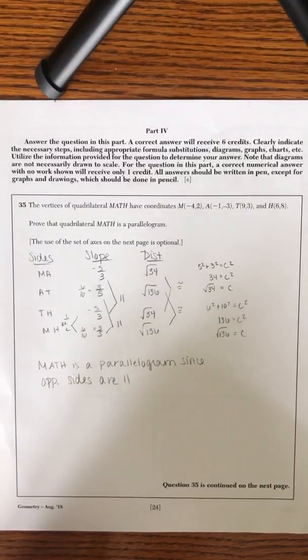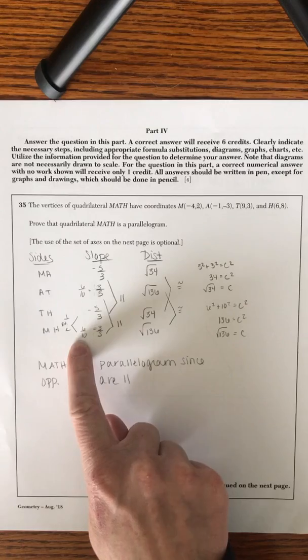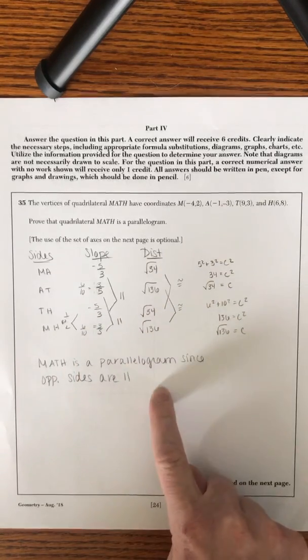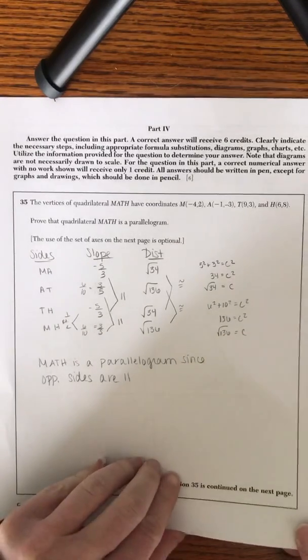35 is the proof. Here's all the work for the proof. I'll show you the graph in a second. So side slope distances, you can see 2 congruent sides parallel. This right angle thing I threw in here because we need that on the next page. Your conclusion, math is a parallelogram since opposite sides are parallel. You could write congruent there as well.